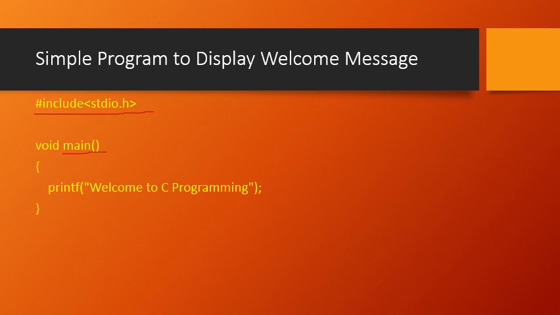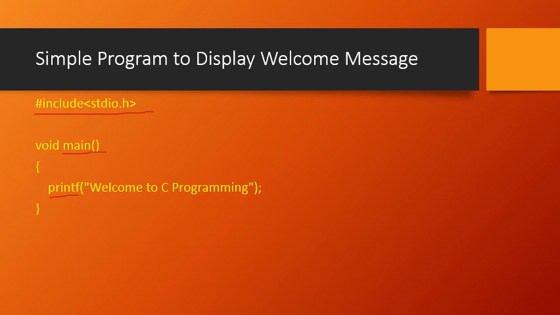Why do we have to write them? Because in this main function we have something called printf. This printf is an output function, and it is present in the header file called stdio.h. For that particular purpose, we have to write hash include open bracket stdio.h close bracket. It tells the compiler to look for this stdio.h file and link it at the time of compilation.